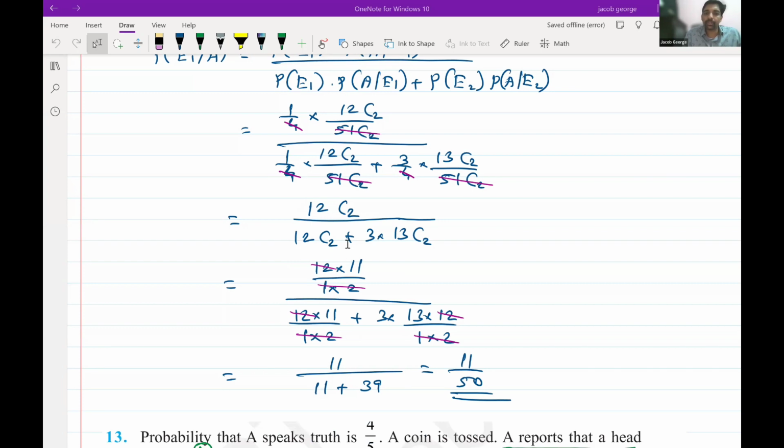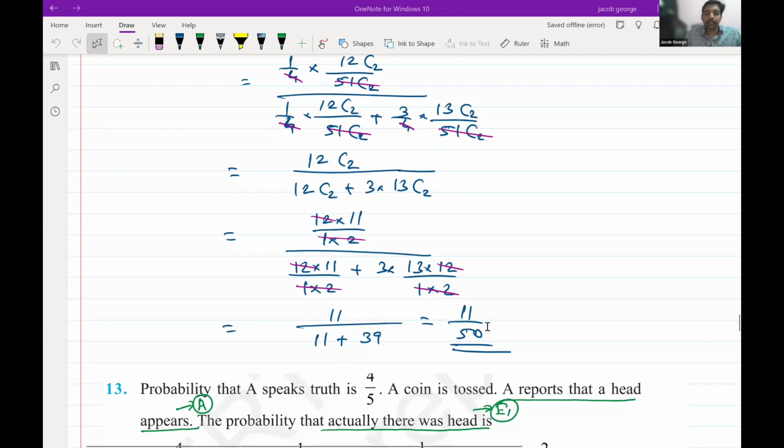When we substitute, the 51C2 we can cut throughout. Then we get 12C2. Last year you studied the calculation of 12C2: 12 into 11 by 1 into 2, starting from 12, 2 numbers. The denominator is the same way. 13C2 means 13 into 12 by 1 into 2. Then we substitute like this and get 11 by 50. Clear?